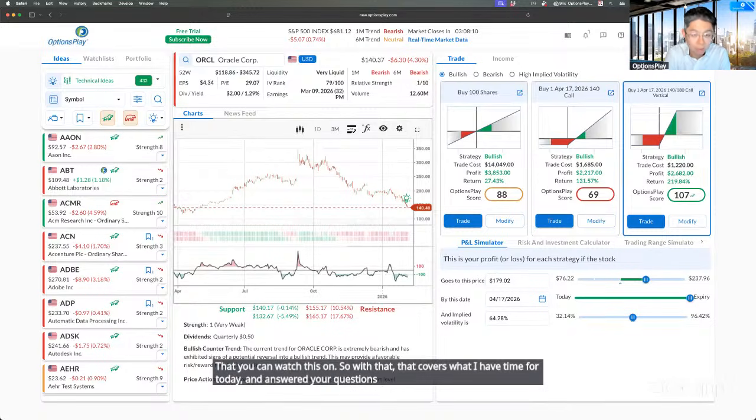I hope this is helpful in giving you a better understanding of a strategy that you can use in these types of market conditions that we are in today to help potentially protect your portfolio for zero cost.